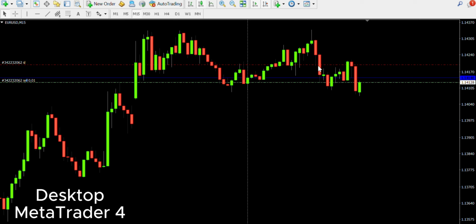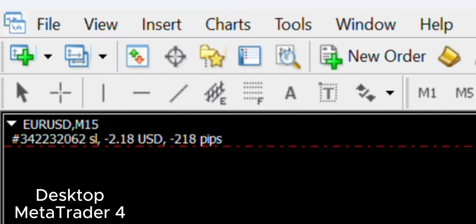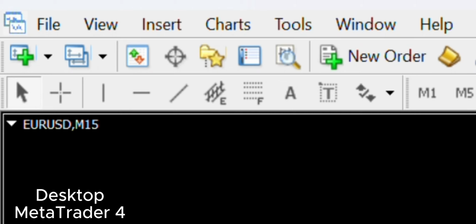An advantage you have from using the desktop version of MetaTrader 4, you will be able to drag your stop loss and you'll be able to see what you are risking in US dollars.